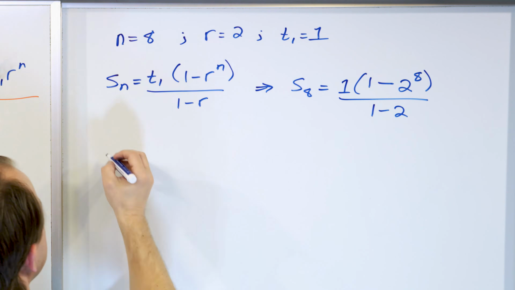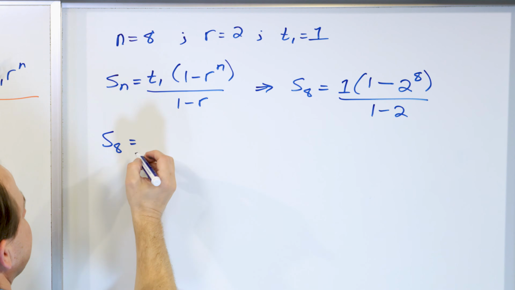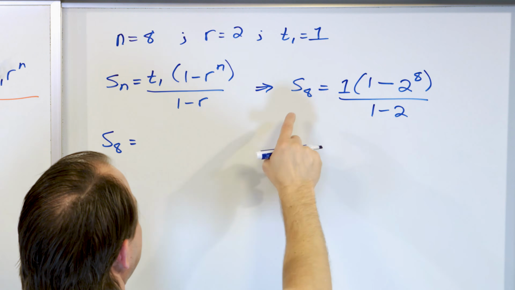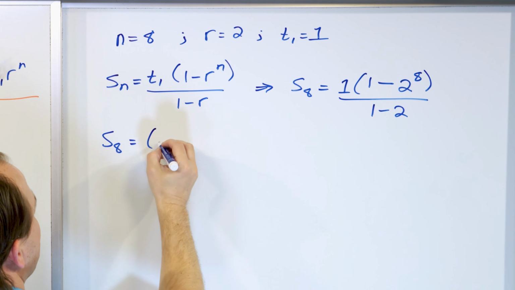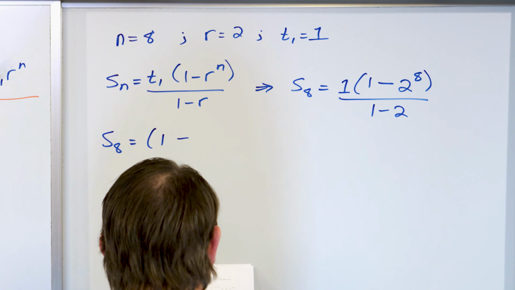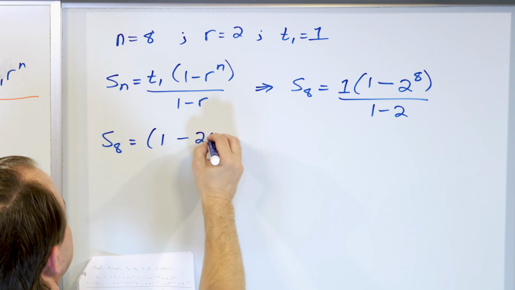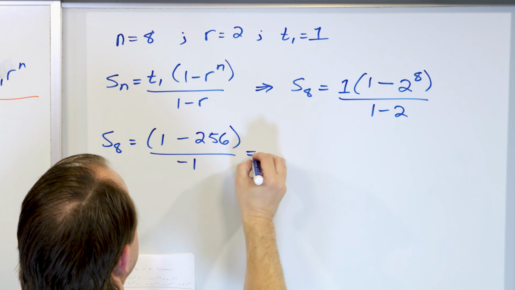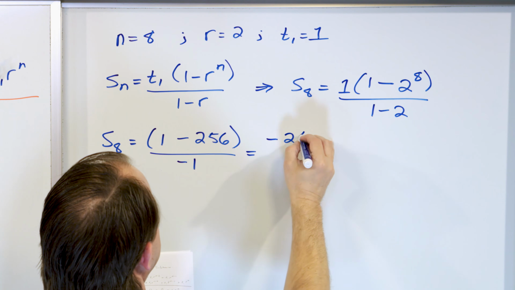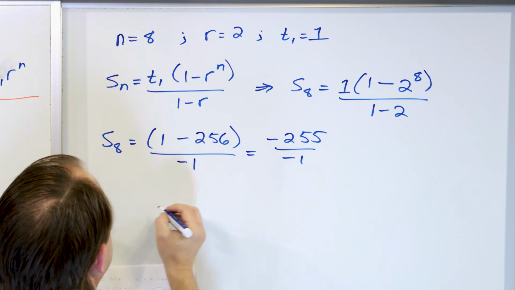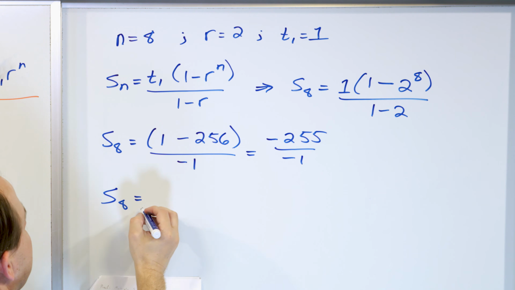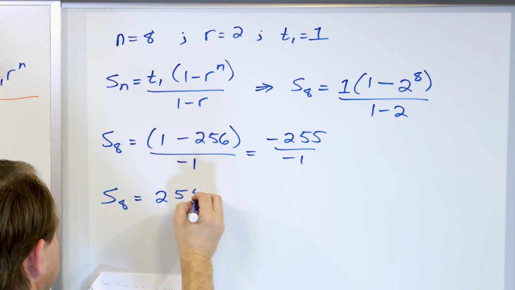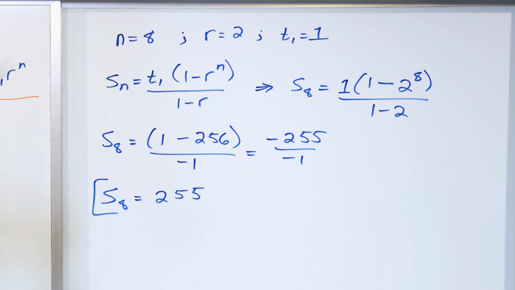So the 8th partial sum is, the 1 is just going to multiply out, so what do you have here? You have 1 minus 2 to the 8th power. When you take 2 to the power of 8, you get 256. On the bottom, you get negative 1. So here you have negative 255 over negative 1. So the 8th partial sum is positive 255. That is the final answer.